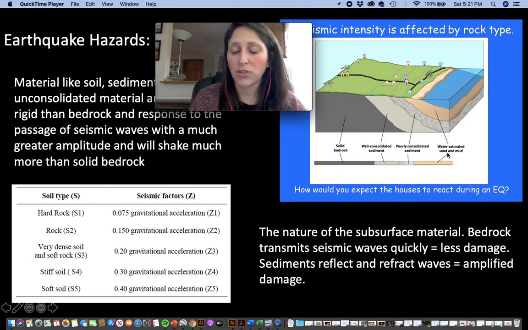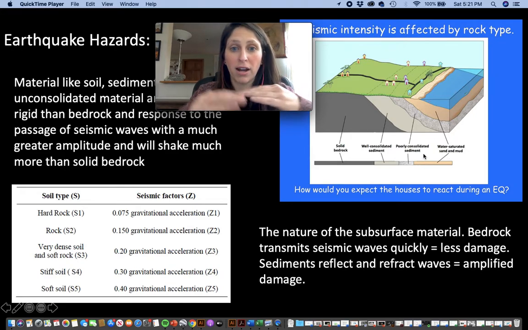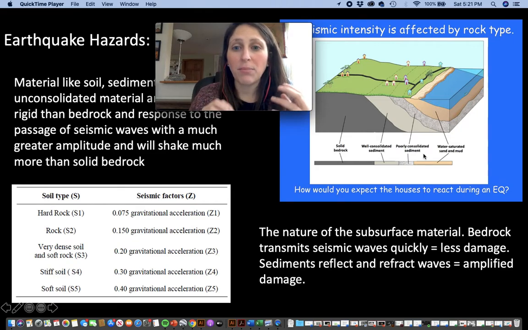Those seismic waves are going to go through that unconsolidated sediment and shake it around, right, and jumble it up, because it's not solid consolidated rock. That sediment is going to feel that energy a lot greater than the solid bedrock would. So these homes that are on this poorly consolidated sediment are going to experience a lot more damage than these houses on the solid rock. The looser the material is, the more damage you will feel in these earthquakes.